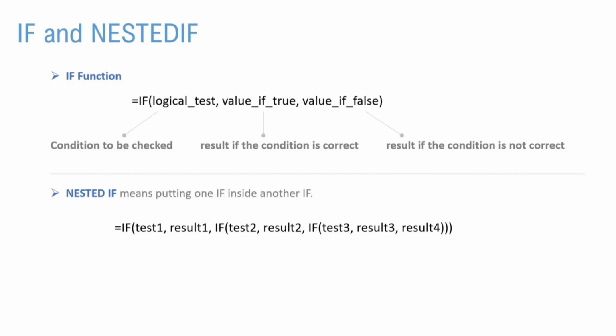The syntax for the IF function is IF(logical_test, value_if_true, value_if_false). Logical test is the condition you want Excel to check. Value if true is the result if the condition is correct. Value if false is the result if the condition is not correct. Let's see how we can use the IF function with the help of a few examples.